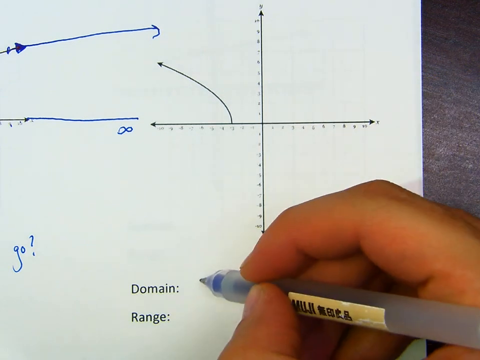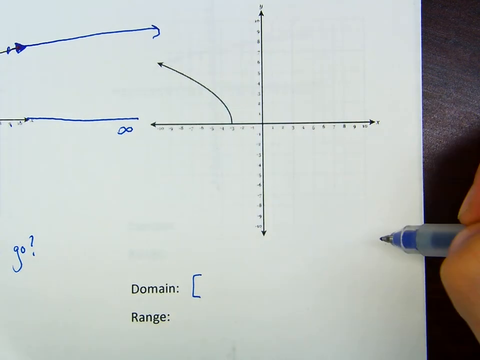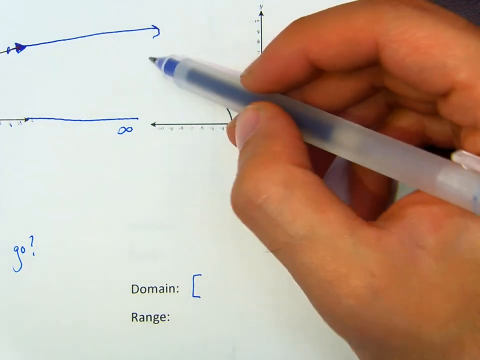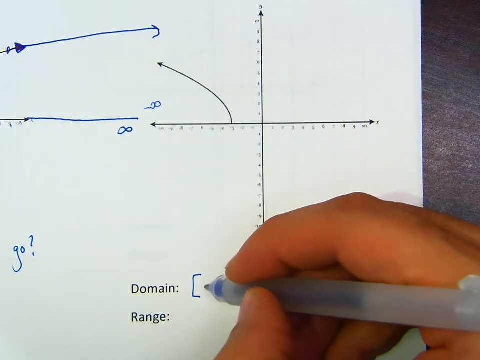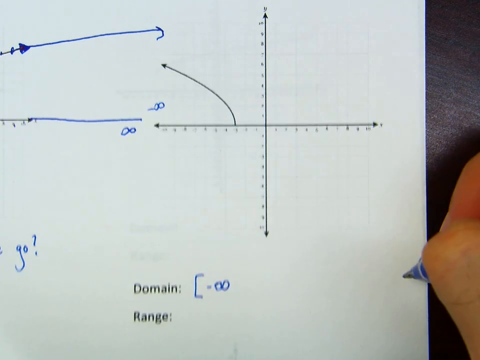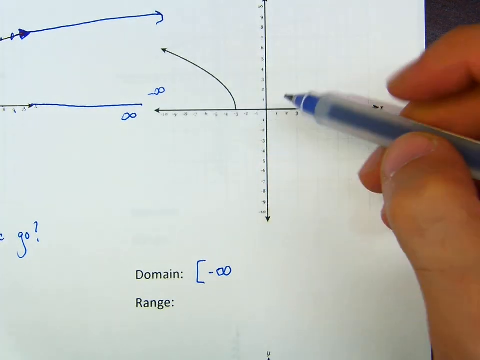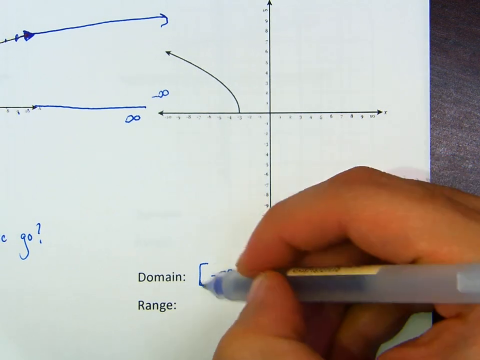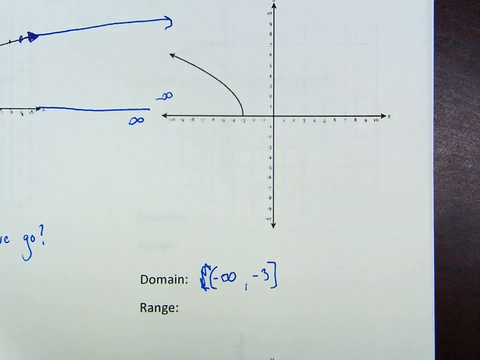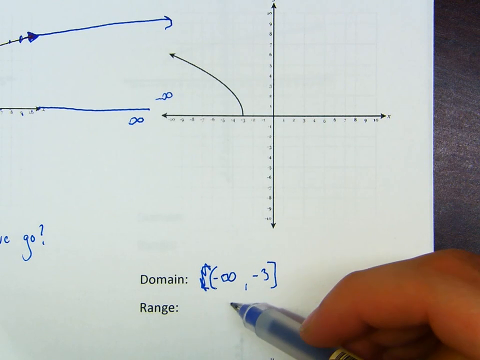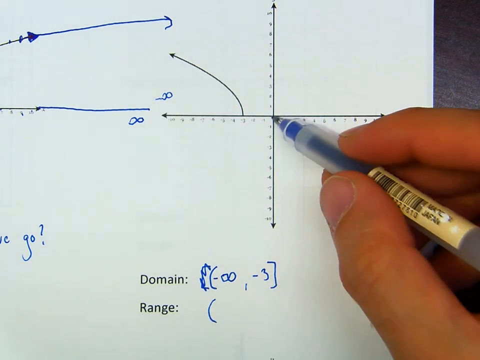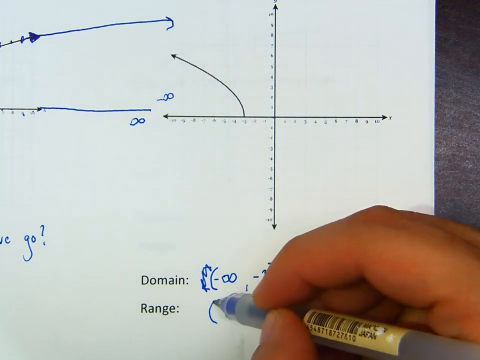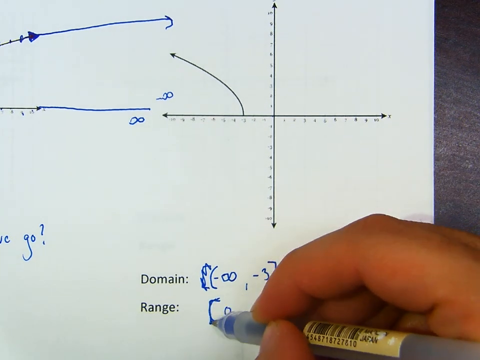Let's see, what's the domain? The domain for this one is, first, how far left can you go? It looks like this graph goes to negative infinity. That is how far left you can go. How far right can you go? You can go all the way to -3. And this is bracket. Oh, I made a mistake. This is parentheses, sorry. Okay. Let's see, what's the range? The range, the lowest you have is 0. And what's the highest you have is infinity. Oh, this is bracket. Okay. All right, let's try the next one.